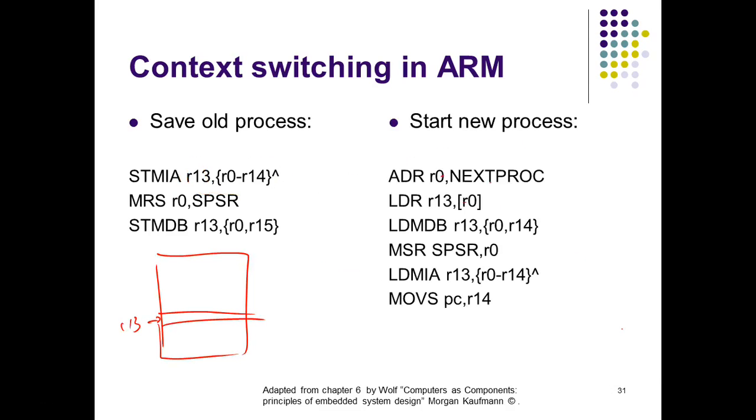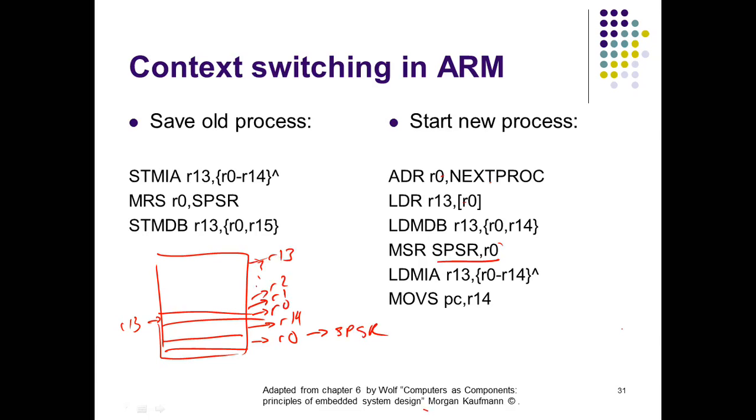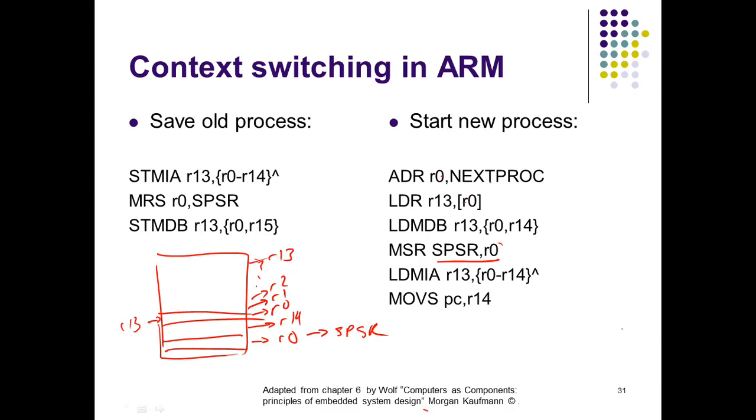Then I'm going to load these two addresses to R0 and R14. This is going to go to my SPSR, and all of my other addresses are going to go back to R0, R1, R2, R13. So that's basically your idea of context switching. Store the current state to memory, load it back out.